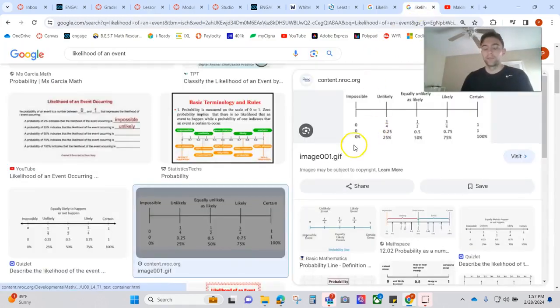Let's look at this picture here. If an event has a 0% chance of happening, it means impossible. If it has a 50% chance of happening, it's equally unlikely as likely. If it's between 0 and 50, that means it's unlikely. Not impossible, not equally unlikely, just unlikely. If it's 100% chance of happening, it's certain.